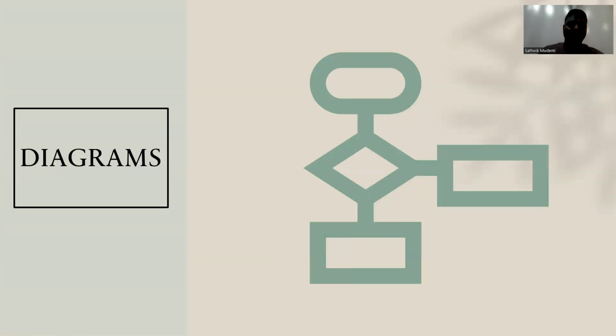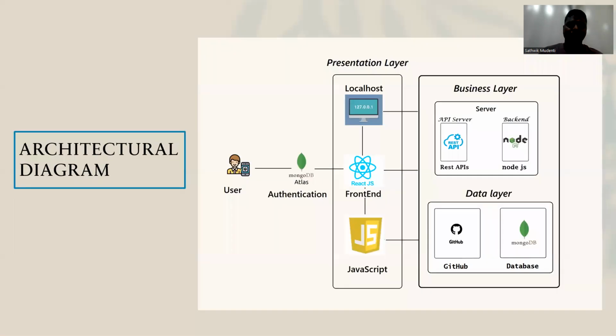Thank you, Mansa. So here is the architecture diagram of our project. Here, React and JavaScript are used as the front end, and Node.js is our back end. We are using REST API as our API server, and we are using MongoDB as our database, and the other files we are going to store in our GitHub. Here, a user is initially authenticated. The data is matched with our MongoDB database, and he is logged into our application where he meets our presentation layer, which is basically React.js.